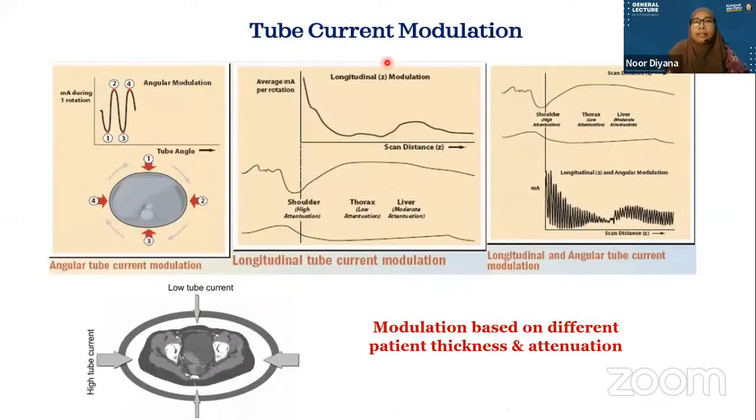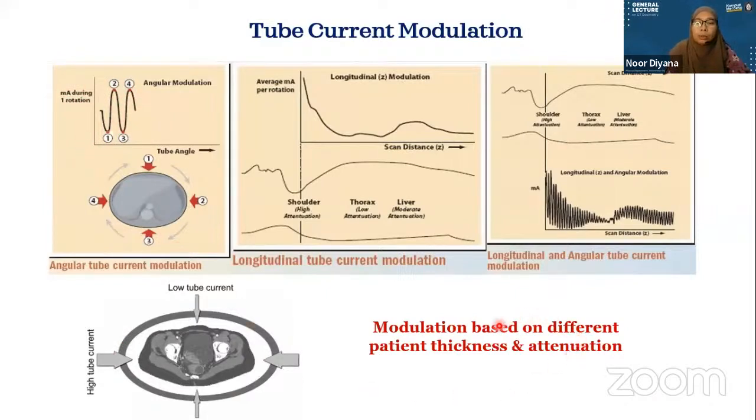And then the next is tube current modulation, one of the techniques now. The tube current modulation is done based on different patient thickness, based on the tube angles, so it uses angular tube current modulation. For thin parts, it will use low tube current, and for thicker parts, it will use higher tube current. So the modulation is based on the thickness of the patient.